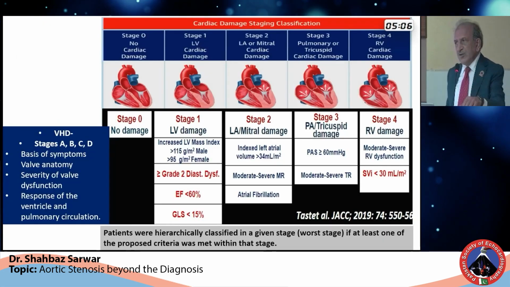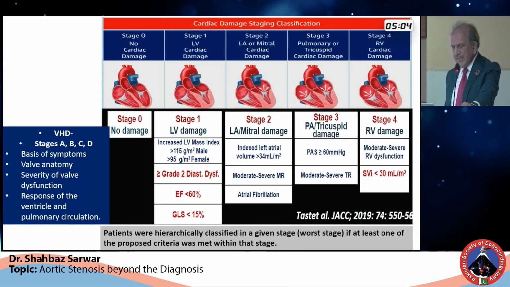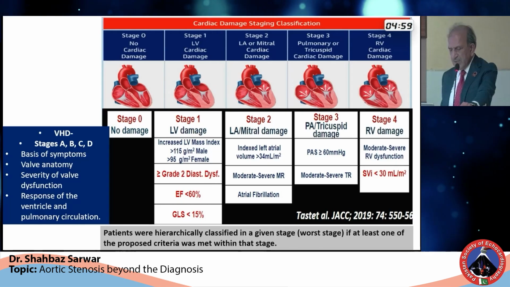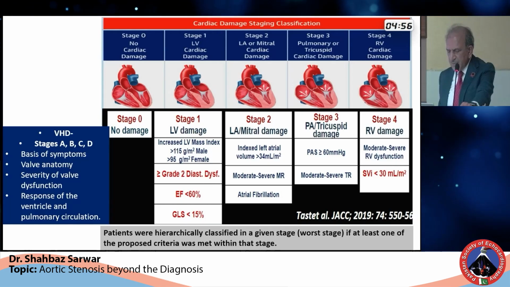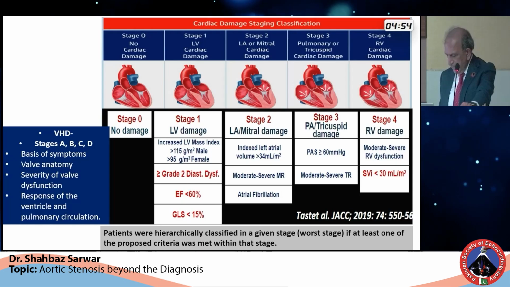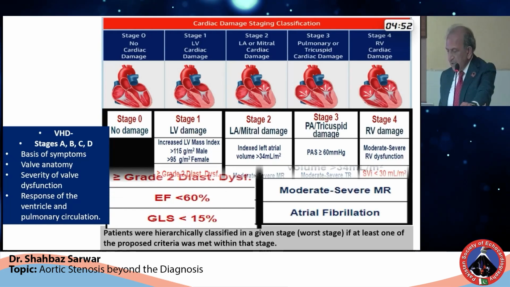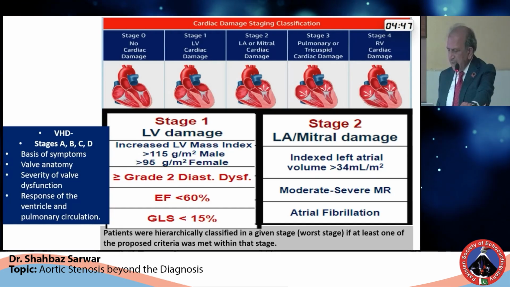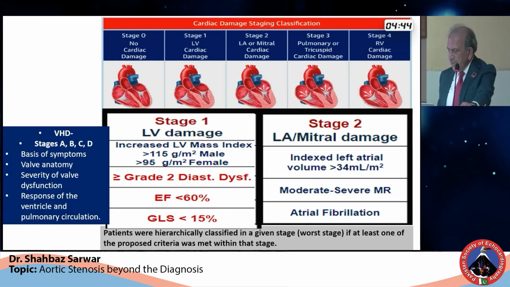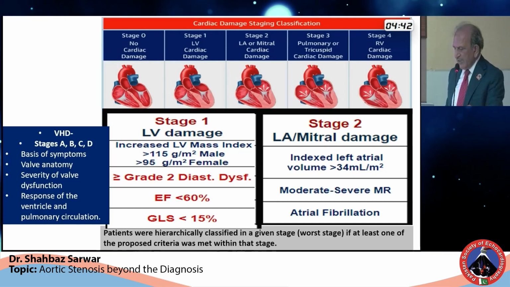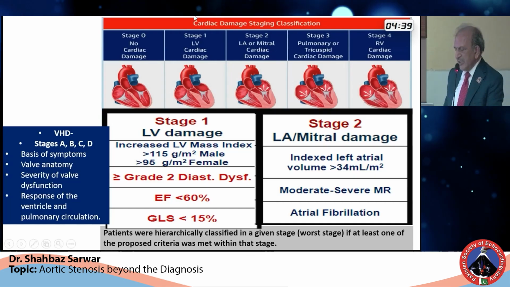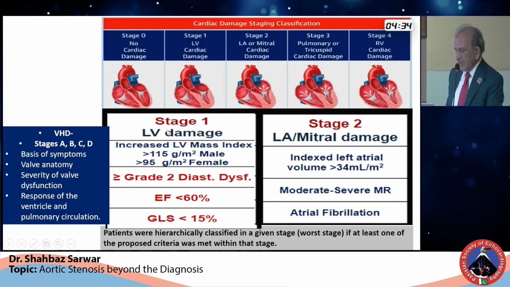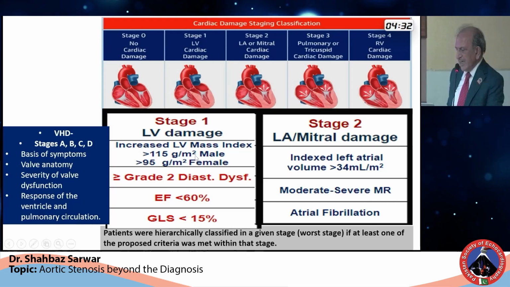Then there's a concept of staging. Valvular heart disease is staged depending on symptoms, valve anatomy, severity of the valve dysfunction, and response of the ventricle and pulmonary circulation. And you see here, patients are staged hierarchically in a given stage or worst stage if at least one of the proposed criteria was met within the stage. And stage 1 can be where there is LV damage, mass index is more, grade 2 diastolic dysfunction, or strain is slightly less.